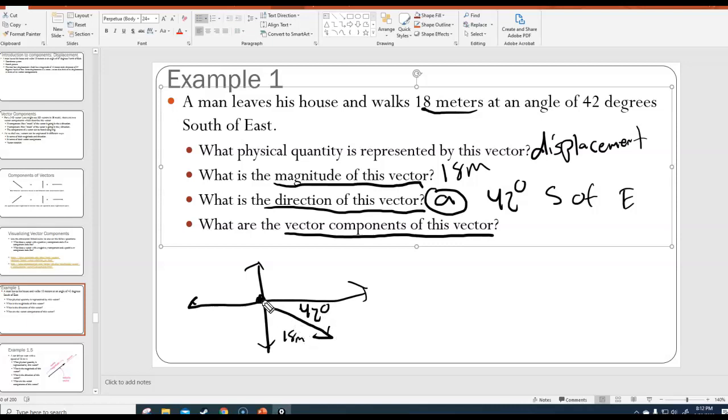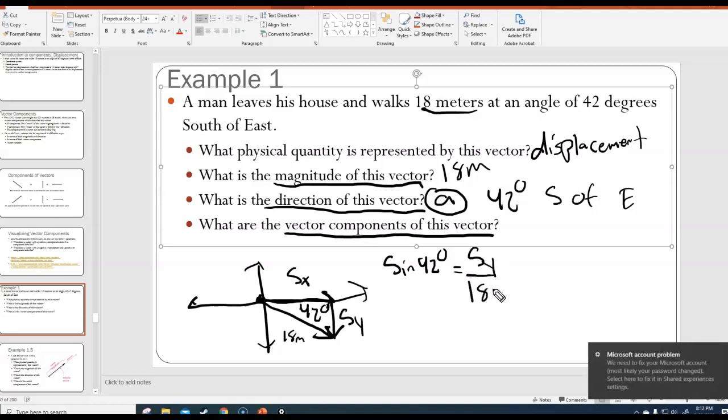I can see that the x piece of this vector is going to be the adjacent side to my triangle, and then the y component is going to be the opposite side of my triangle. And so I can say that sine, which is opposite over hypotenuse, of 42 degrees is equal to sy over sx. Now once again, why am I labeling this sy?